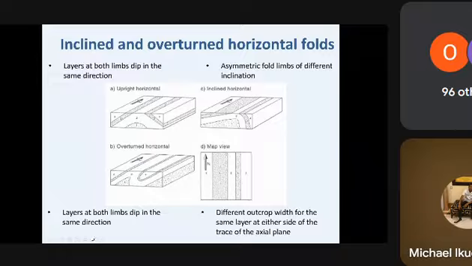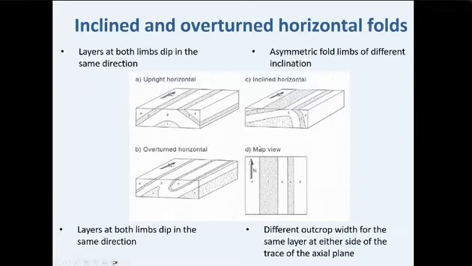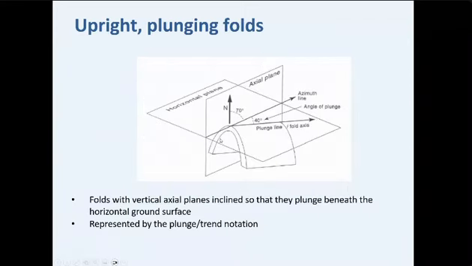The reason I'm showing you this slide is because I wanted you to compare what a bed will look like in 3D and then in map view. This is an upright horizontal bed. This is an inclined horizontal bed. This is an overturned horizontal bed. This is a plunging fold because the hinge is plunging and the axial plane is vertical. And this is what it's going to look like in map view.